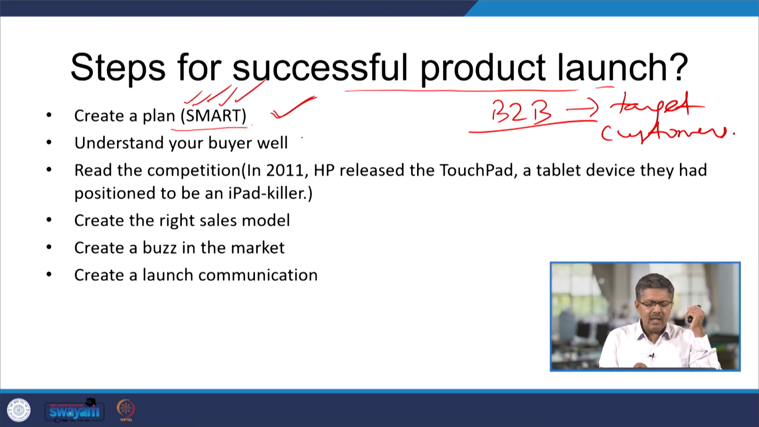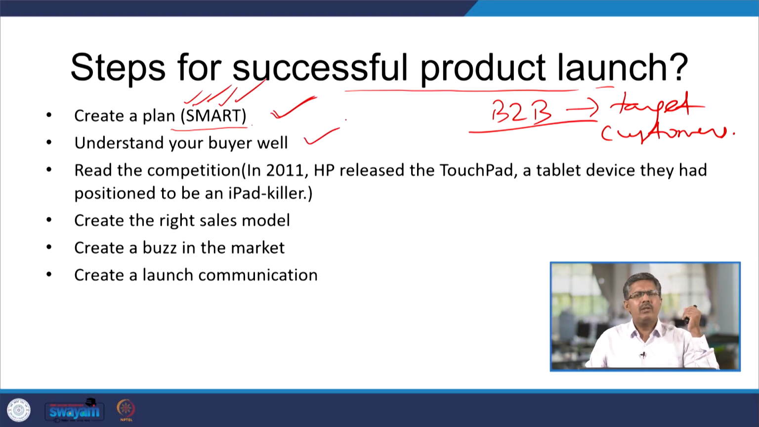Now let us say there is a seasonal effect to the product, and you are not able to launch it at the right time, you have not planned accordingly and you launched it maybe in the off season. Automatically the demand for the product would be less, there might be no demand. And then the carrying cost and all will increase for the company. So, this can be very dangerous. So, first thing is create a plan and then understand your buyer well.